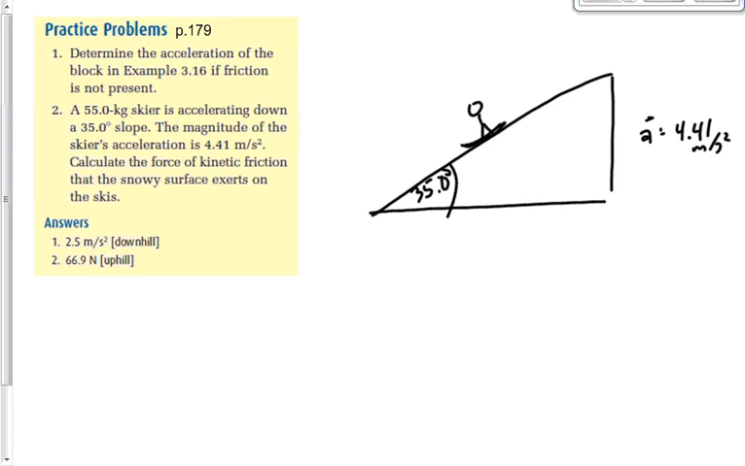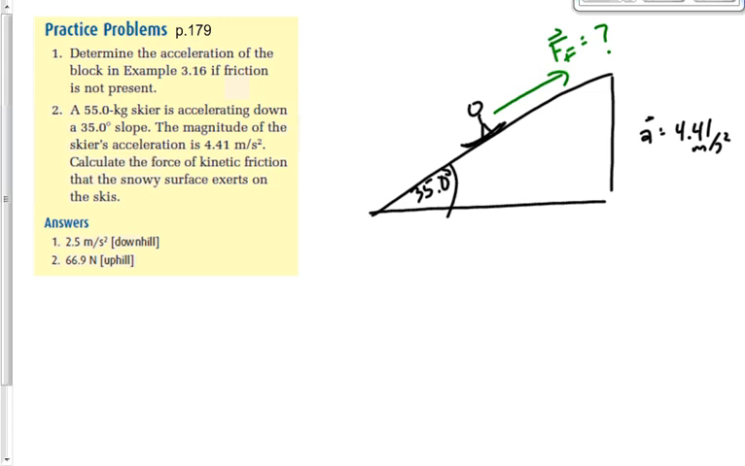So if he's moving down the hill, which way is friction going to be? Up the hill, right? Friction's got to be this way. We don't know the value of the force of friction. That's what we're trying to find. Now, what other forces do we have acting here besides the force of friction? Got to be something. What's one of them?